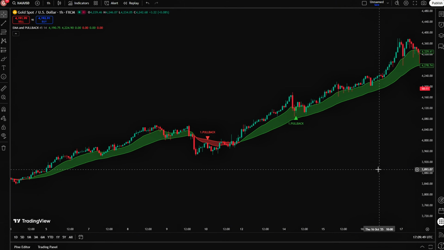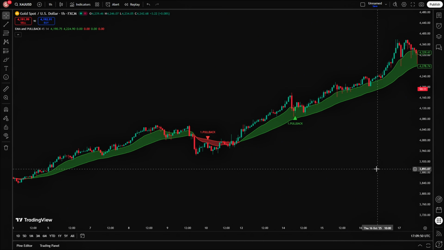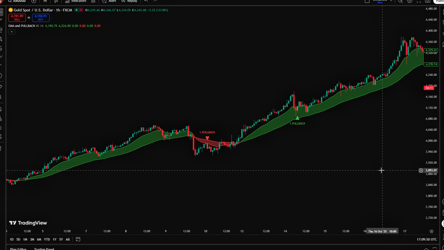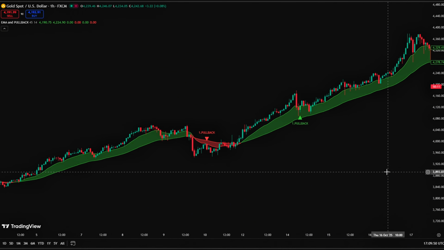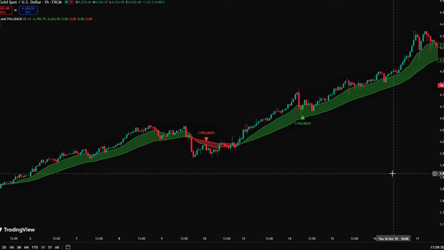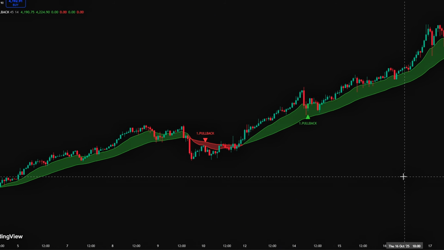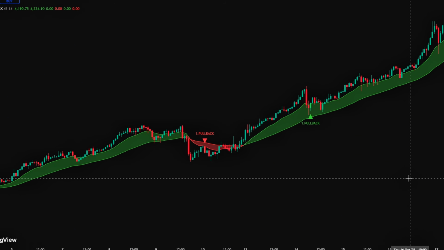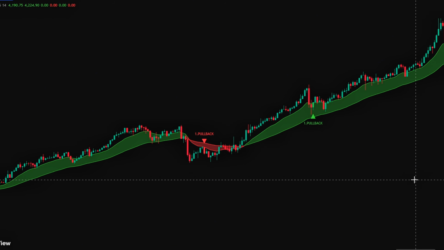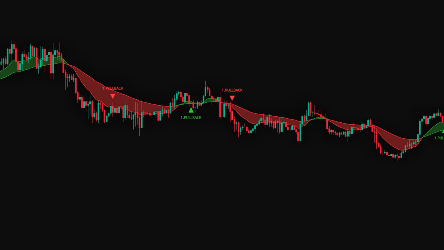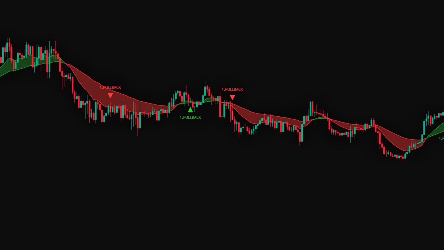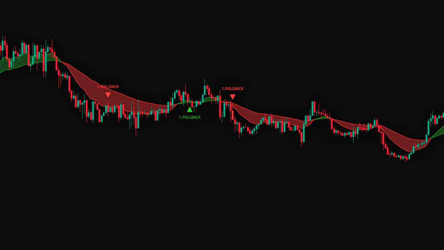Understanding the logic. Here's how the EMA and Pullback system functions conceptually. The EMA ribbon acts as a dynamic structure zone, showing the balance between short-term and medium-term market direction. When price breaks above the ribbon and then pulls back into it, we prepare for buy opportunities. When price breaks below the ribbon and then pulls back up into it, we prepare for sell opportunities.